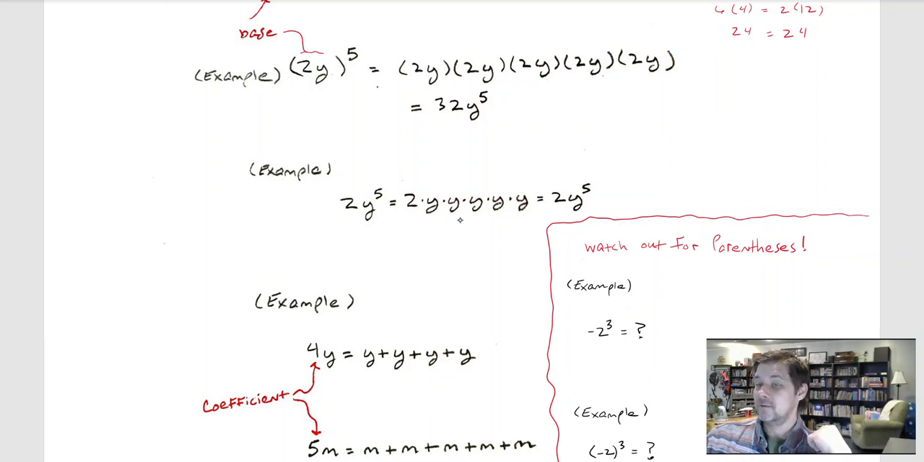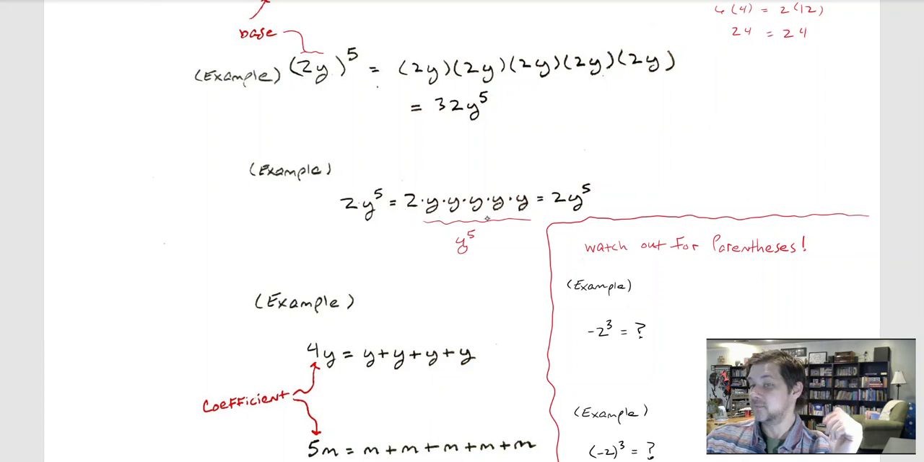So if you had to write that out, you would have to say something like, well, you've got 2, and then it's times y to the 5th power. Well, then that means that y gets multiplied by itself 5 times. See, I wrote it out. That's what y to the 5th power means. I'm just writing it out so that you know that.